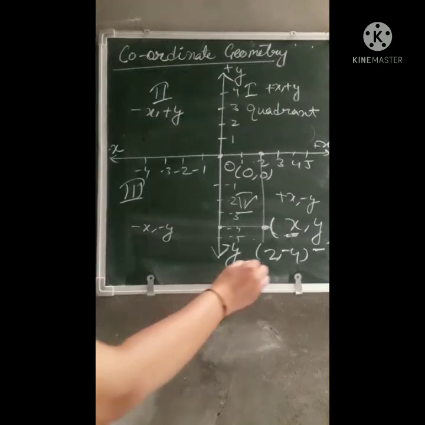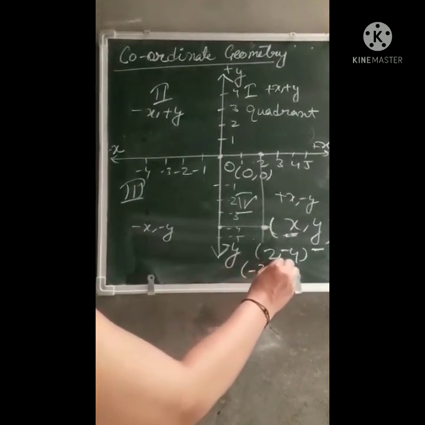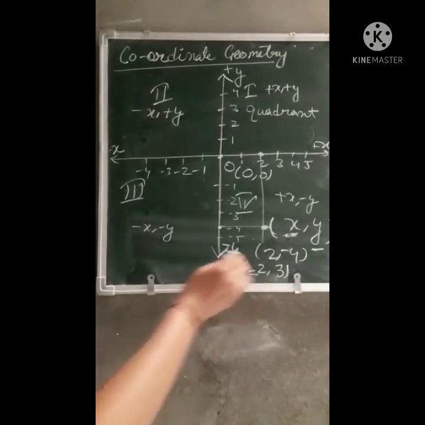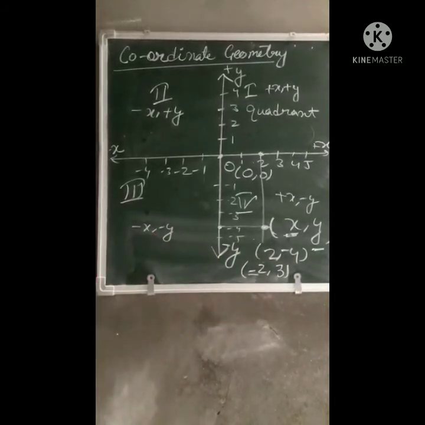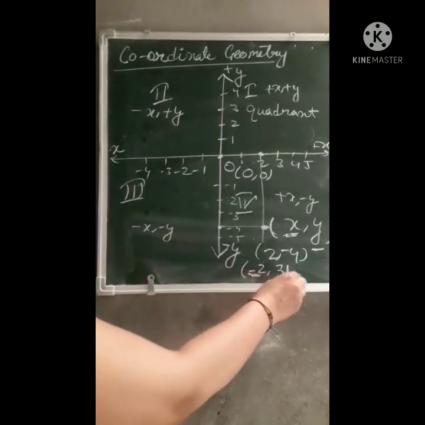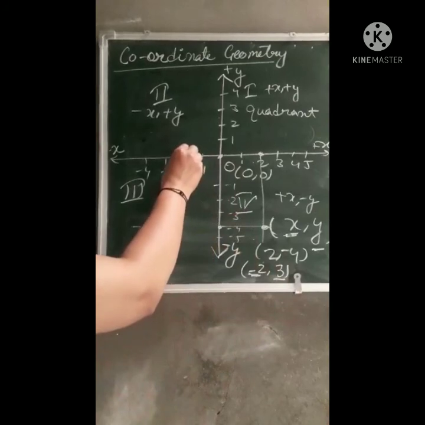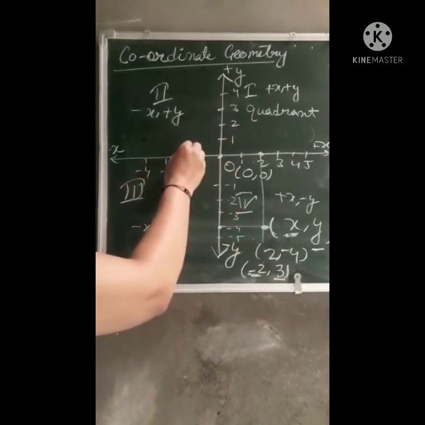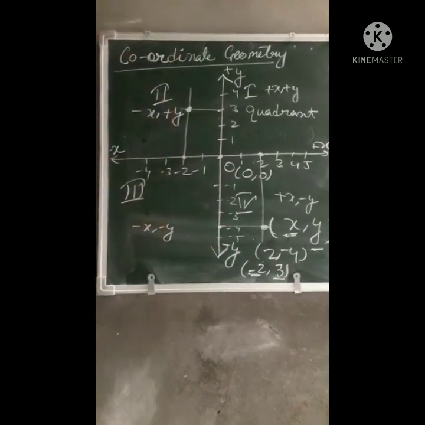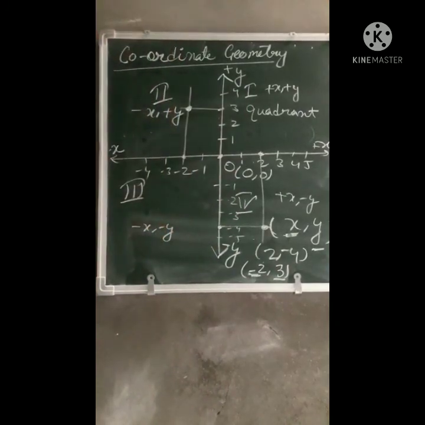One more example: (-2, 3). Always remember that the first value is x and the second is y. So x is -2 and y is 3, this one. Move from -2 on x and from 3 on y, and where these two meet, that is the point of location.